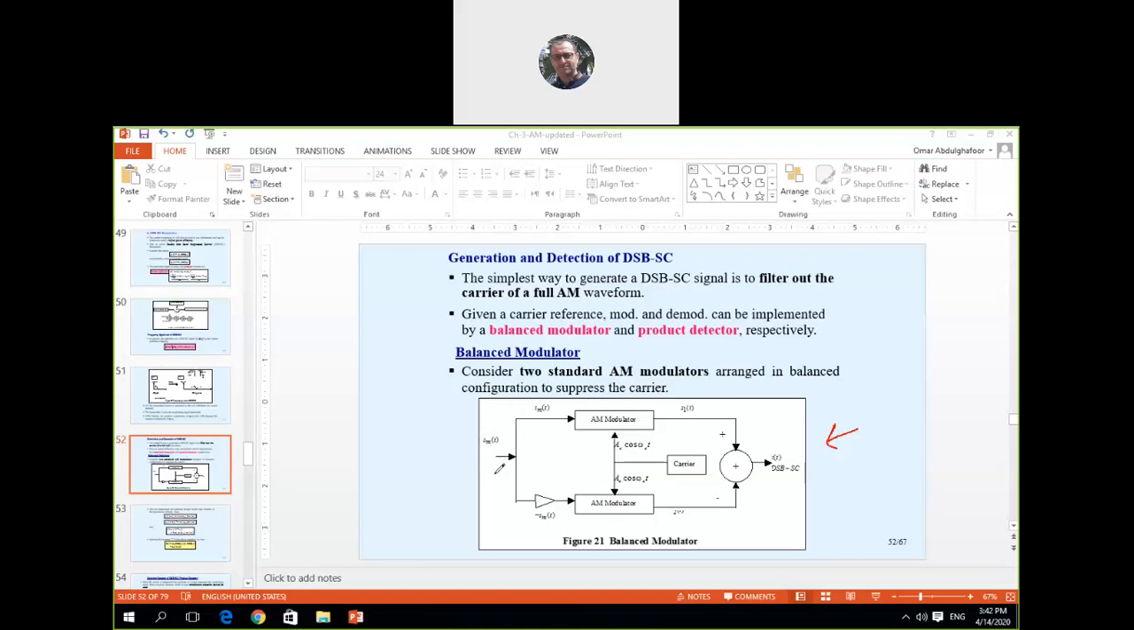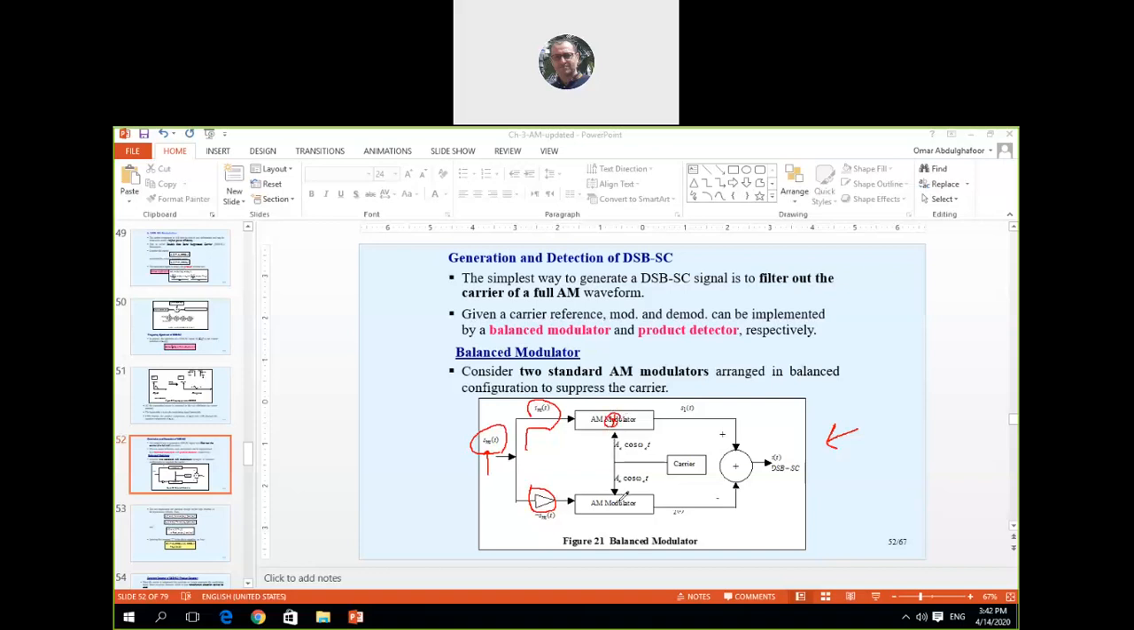Here we have the modulating signal, the information signal, the message, and here we have two levels. This one is the original signal, Sm(t), the same modulating signal, message signal. Here we have an inverter, so the result will be minus Sm(t). After that, we have a normal amplitude modulator. When I say modulator, that means you need to multiply this one by this one.